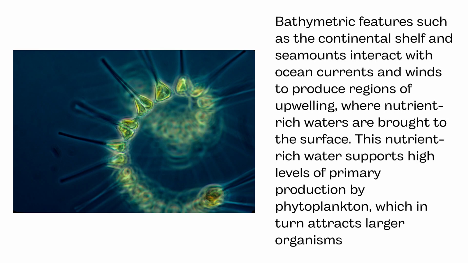Bathymetric features such as the continental shelf and the seamounts interact with ocean currents and winds to produce regions of upwelling, where nutrient-rich waters are brought to the surface. The nutrient-rich water supports high levels of primary production by phytoplankton. The image shown here is phytoplankton, which in turn attracts the larger organisms.